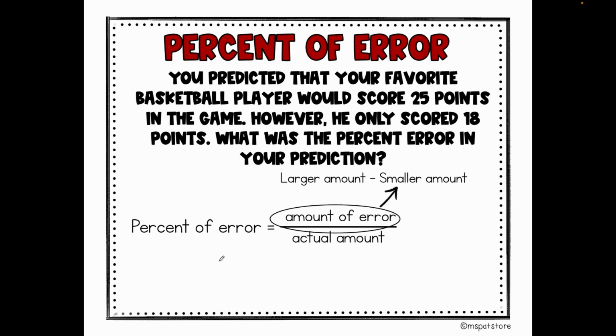So in this case, the formula for percent of error is equal to the amount of error divided by the actual amount. But I would like you to take a look at how you get the amount of error. Basically subtracting the larger amount by the smaller amount, and that's how you get the amount of error. All right? So let's try to find out the amount of error in this situation.